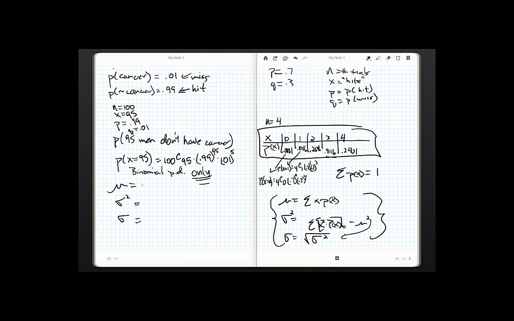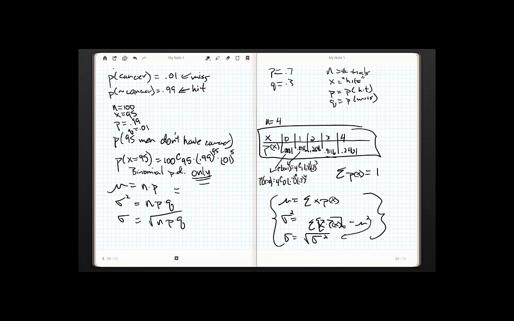But watch this. Here it comes. The mean is n times p. That's pretty easy. The variance, you ready for this one? n times p times q. And the standard deviation is the square root of n times p times q. That's it. That's all that you have to do.